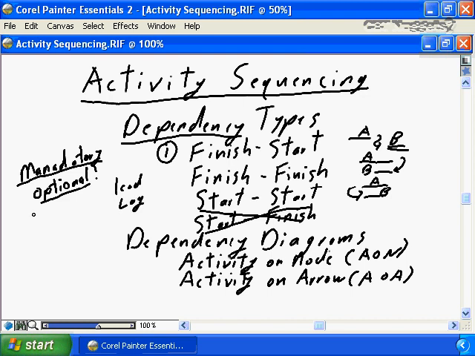Basically a lead or lag is saying A and B are dependent on each other, but I have a lead of 2 days. So A is a predecessor to B, finish-start relationship, but I'm allowing B to start 2 days before A finishes, which means there's a lead on B being able to start early. A lag is just the opposite. A and a lag of 2 days, meaning that B cannot start until 2 days after A is completed.